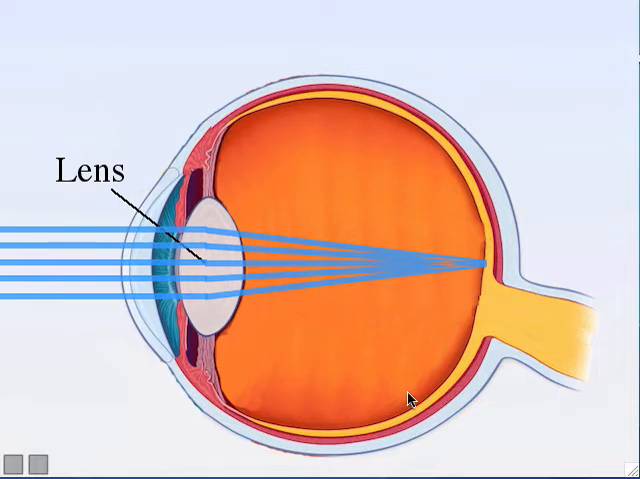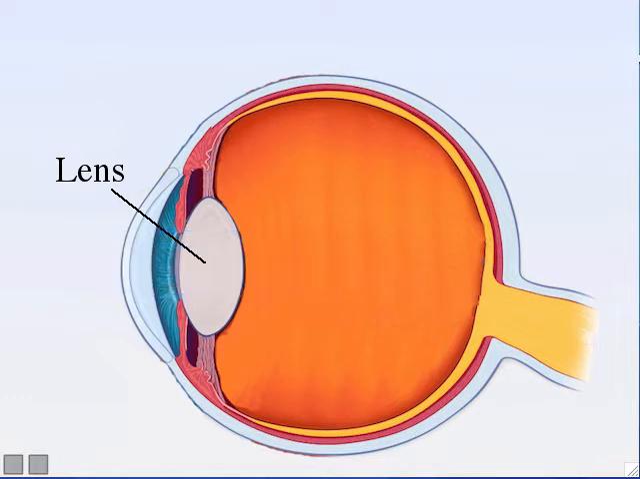Okay, now the lens of your camera is made out of glass, and obviously glass is not flexible, but the lens of the eye is different. The lens of the eye is made out of a soft and flexible gel-like material. And that's important because that allows the eye to adjust the focus, because the shape of the lens can be changed.